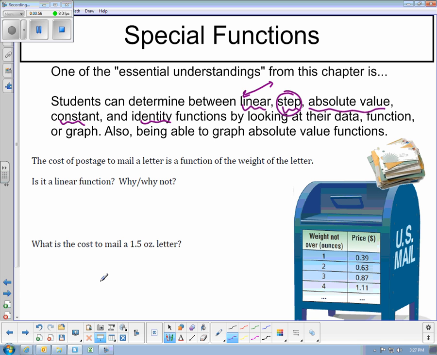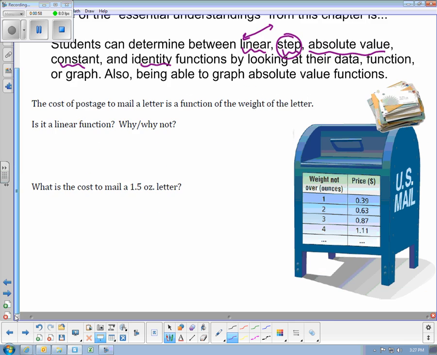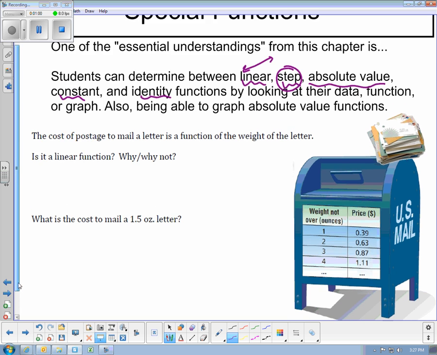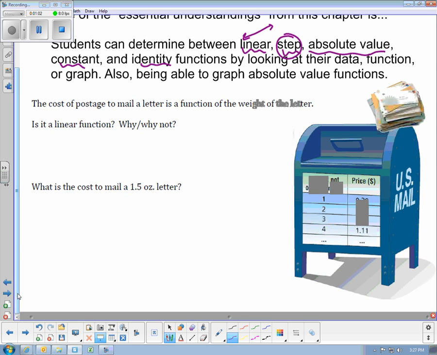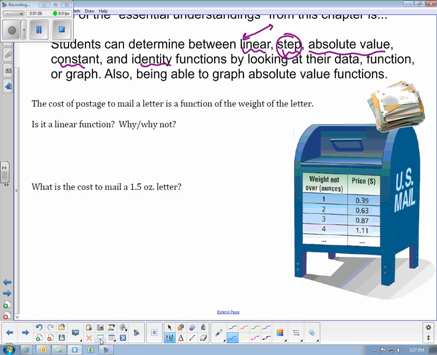The first example talks about the cost of mailing a letter. When we're mailing a letter, the cost of our postage is obviously going to be dependent on how much the letter weighs. So if you look at this little table here, it says the weight not over 1 ounce, so that means anything up to 1 ounce is going to be 39 cents. Anything up to 2 ounces is going to be 63 cents. Anything up to 3 ounces.